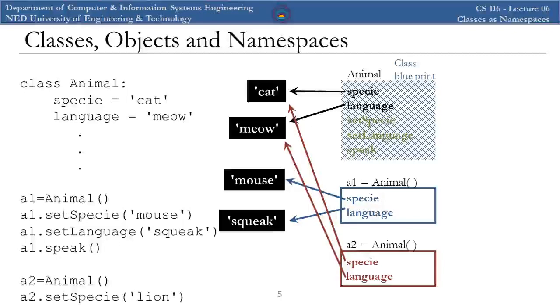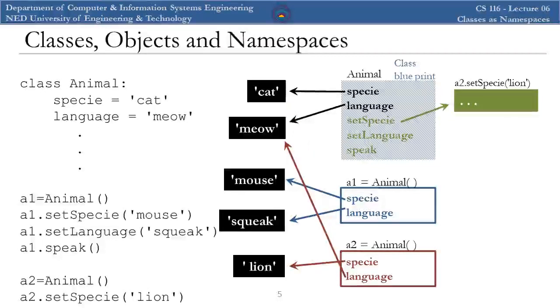Now let's call a function for this, set species. This will reassign the species of a2 to lion. So what will happen? First, the namespace for this method will be created, and now it is with that handler a2 dot. So all the self dot terms in that method will get replaced by a2 dot. So it will access a2 dot species and reassign it to lion. Lion is a new object, and now species points to lion. So that's how your code will work at the backend.